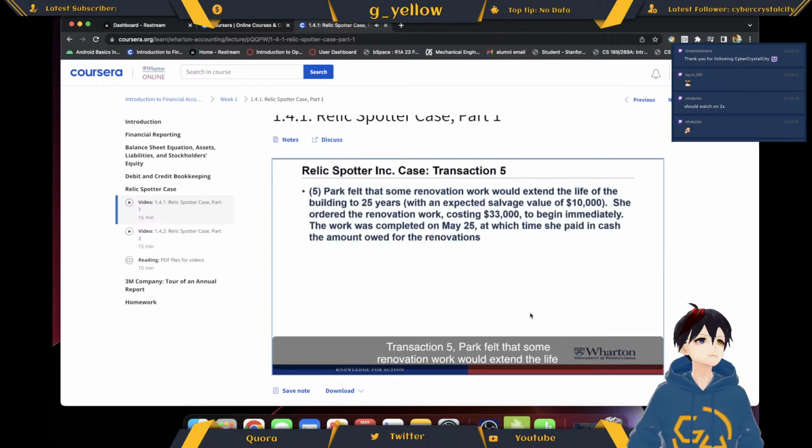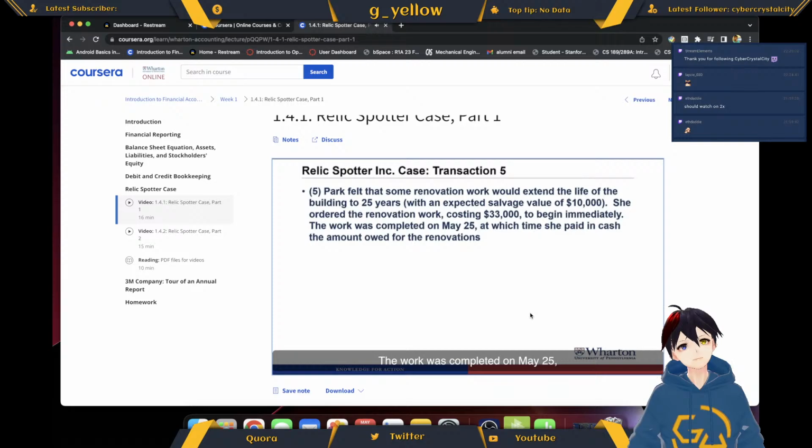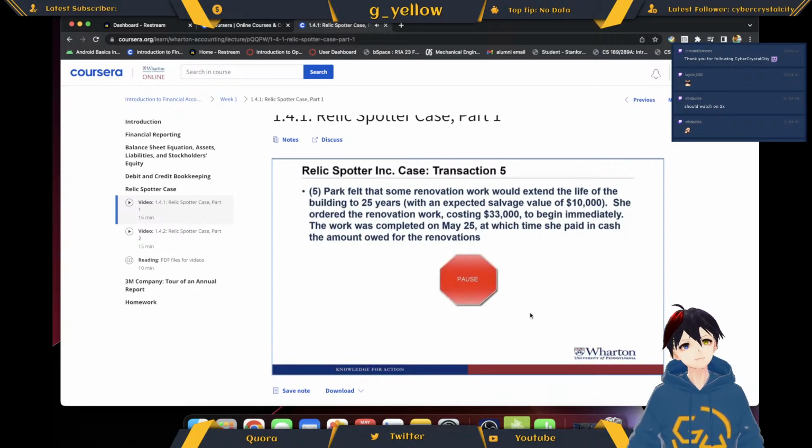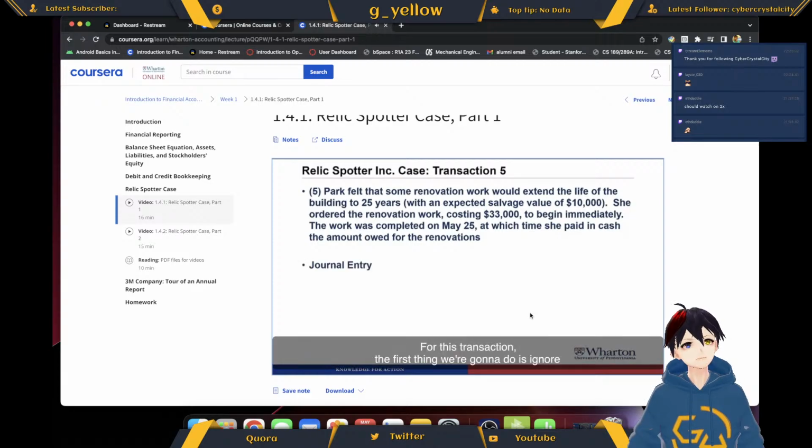Transaction 5. Park felt that some renovation work would extend the life of the building to 25 years with an expected salvage value of $10,000. She ordered the renovation work, costing $33,000, to begin immediately. The work was completed on May 25th, at which time she paid in cash the amount owed for the renovations. Credit 3300. For this transaction, the first thing we're going to do is ignore the stuff about salvage value and 25 years. We'll come back to that in a later video.